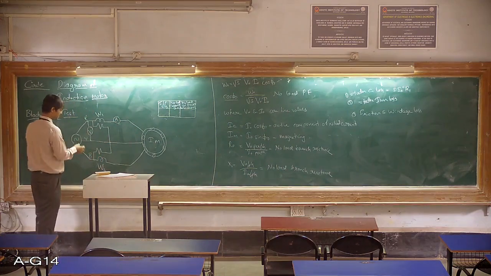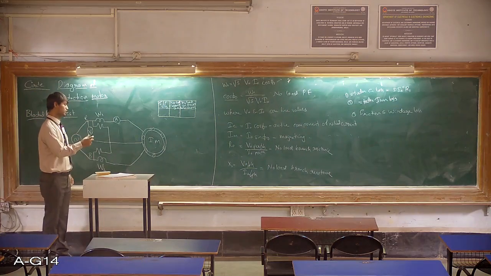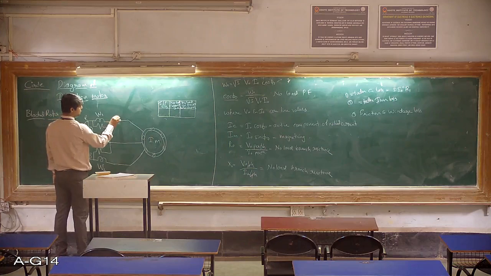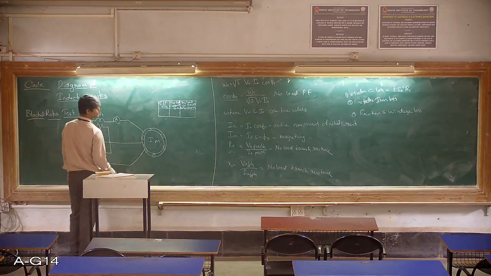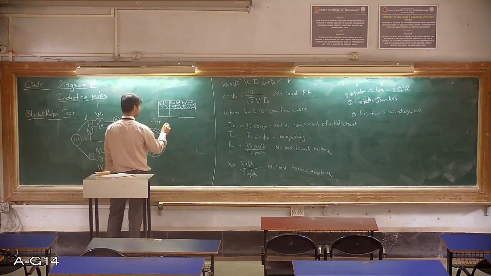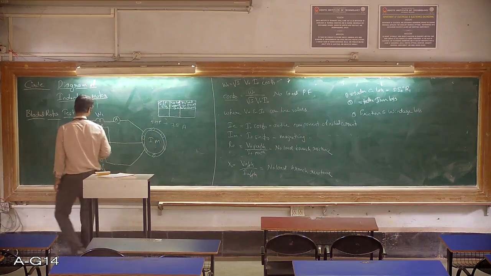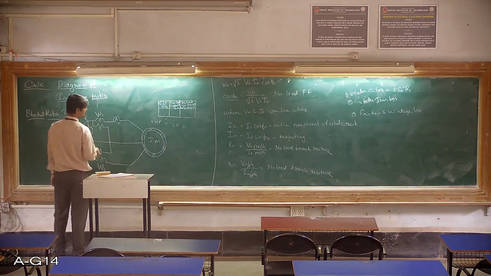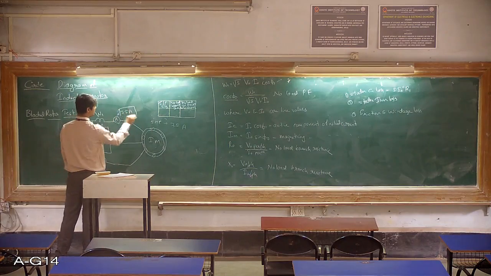I repeat, the dimmerstat is rotated until this particular ammeter actually reads the rated current of the induction motor. Suppose this is a 5 HP motor. For any 5 HP motor, the rated current will be around 7 to 7.5 amperes. Okay, so that means the dimmerstat here will be gradually increased until this ammeter reads 7.5 amperes. This is just an example.